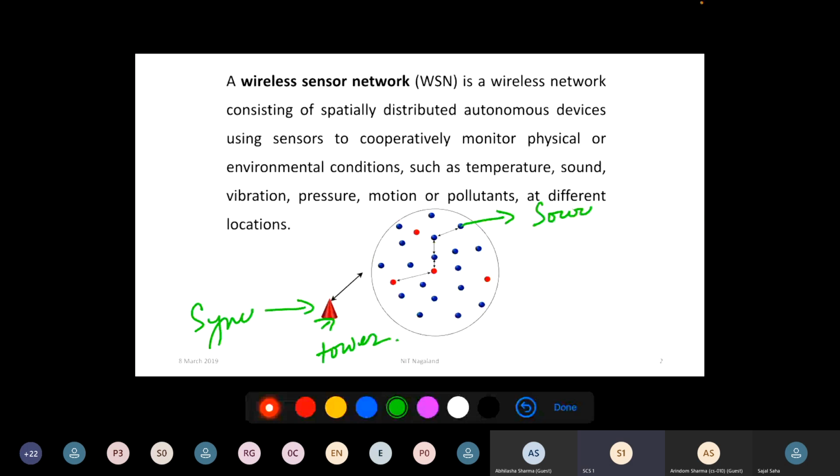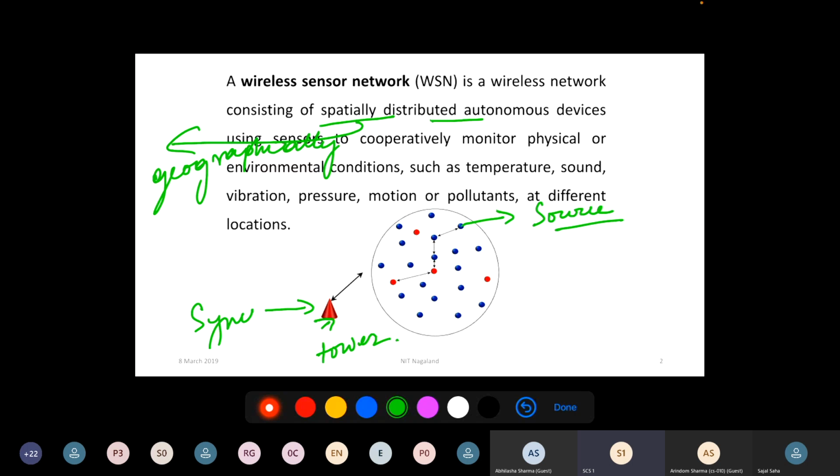So the definition is: a wireless sensor network is a wireless network consisting of spatially distributed autonomous devices. Spatially, the spelling is a little bit different, S-P-A-T-I-A-L-L-Y. So this means geographically. Geographically distributed autonomous devices.